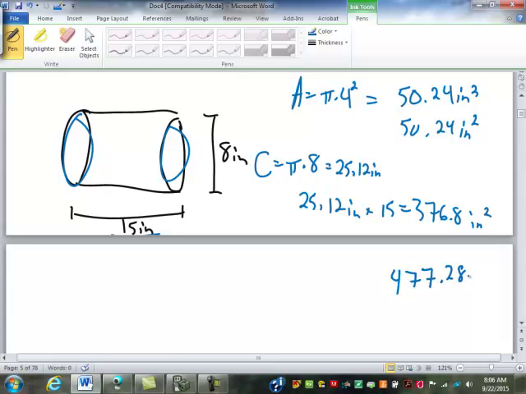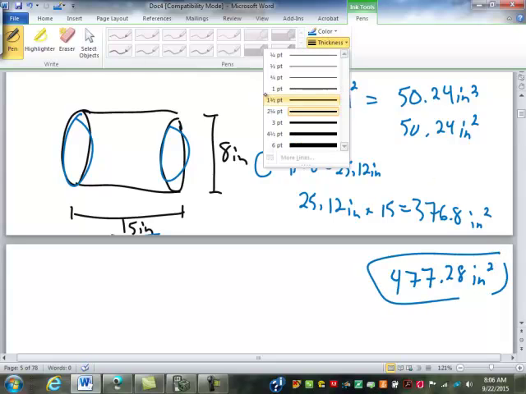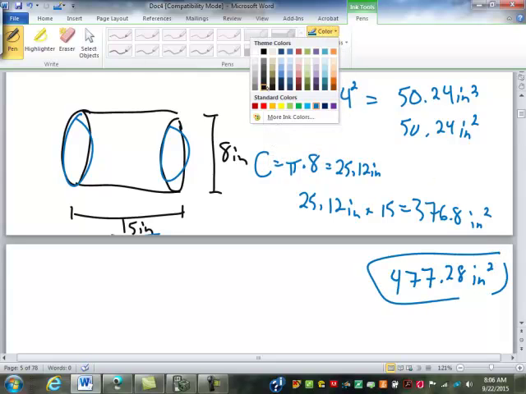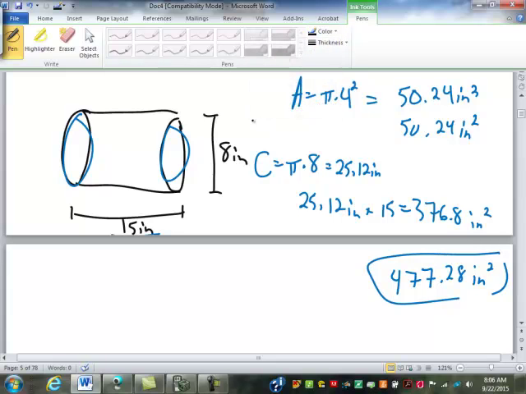So we got 477.28 total, 477.4 something if you use the pi key. What do you think? Good stuff. Let's challenge you a wee bit.